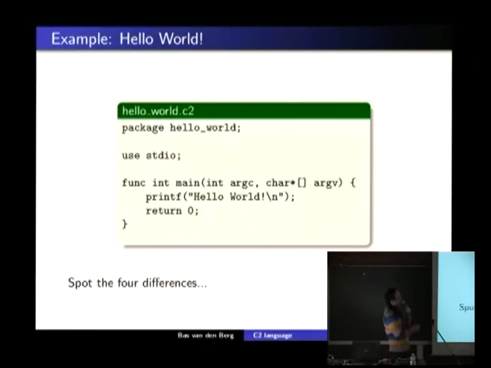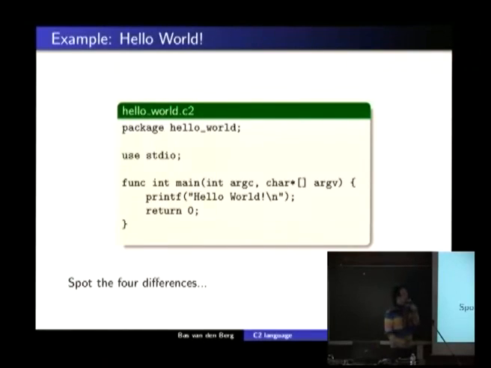Every file in C2 starts with this declaration, package. Every file belongs to a package, and a package can consist of multiple files if they just have the same package statement. The second one is we don't have includes. They're allowed, but they're not used. Instead, we have the use statement that does the same thing, but it doesn't copy-paste the entire stdio.h into your file. So when the C2 compiler compiles it, it reads like 8 lines. It doesn't read 800 lines.